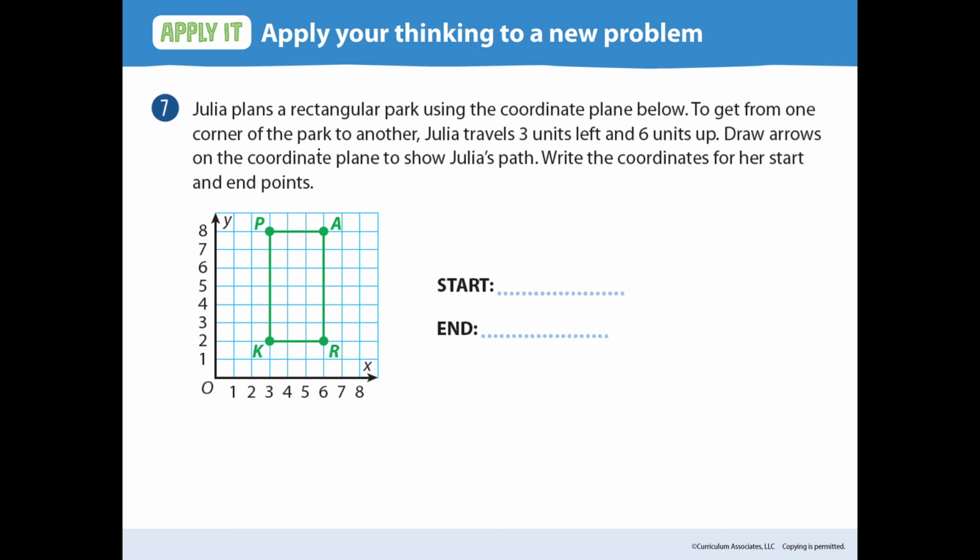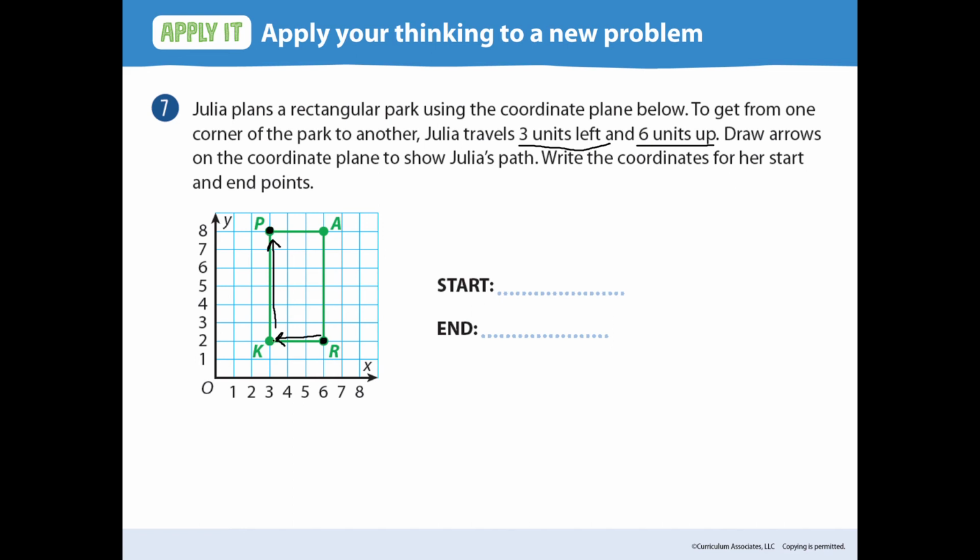Julia plans a rectangular park. To get from one corner of the park to another, Julia travels 3 units left and 6 units up. Show her path. So the only possible starting spot here is right here. So she starts right here and then goes 3 units to the left and then 6 units up. Then she ends at this point right here.